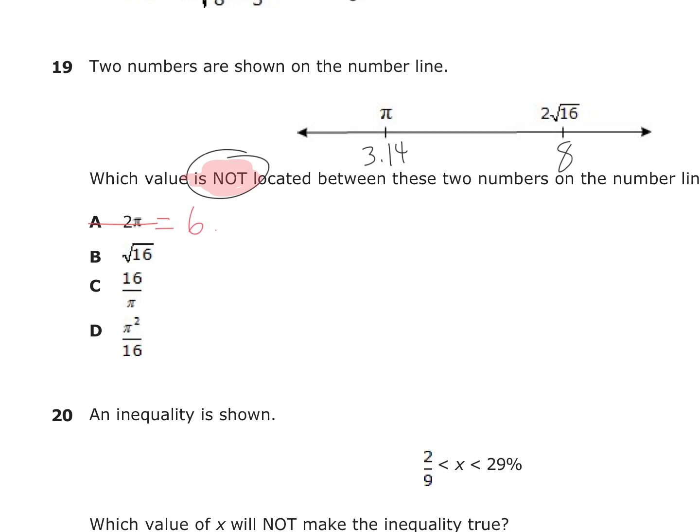What's the square root of 16? 4. 6.28? Yeah, it's 4. What is 16 divided by 3.14? Like 5. So here, what we're going to do is just say this is about 5. So squiggly. Once again, I'm not doing the exact number. I know 15 divided by 3 is 5. So 16 divided by 3.14 should be close to 5.